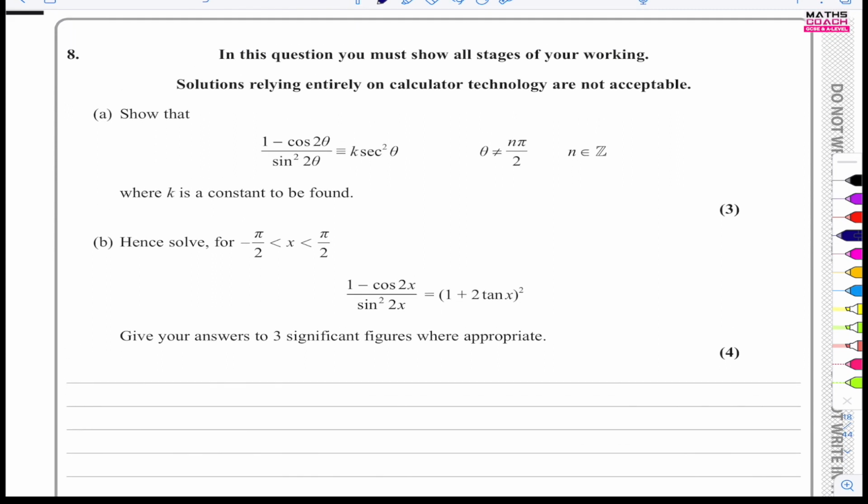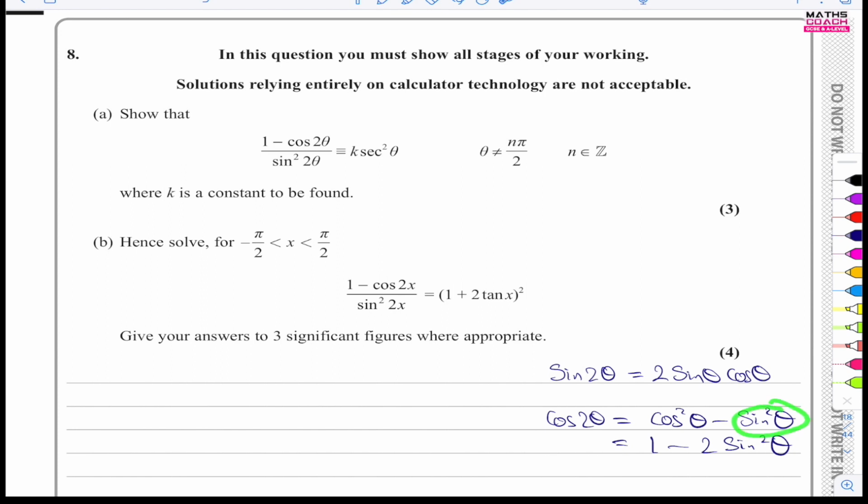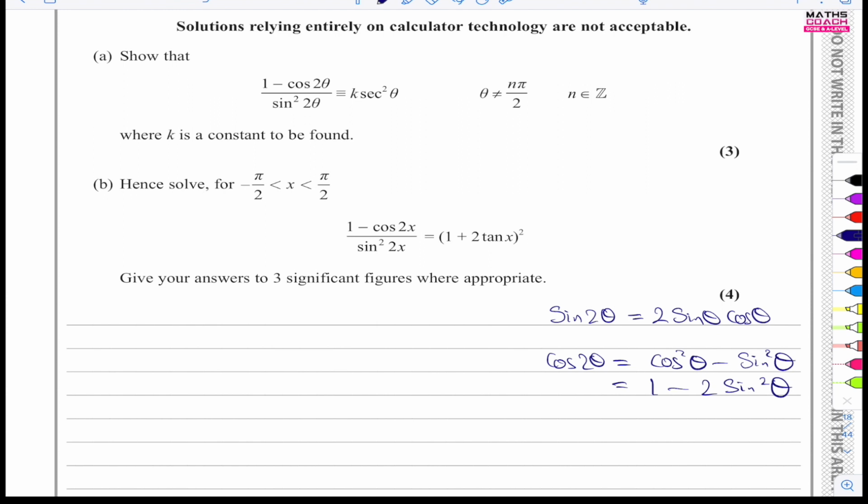So we have the double angle for sine. sin 2 theta equals 2 sin theta cos theta. cos 2 theta, the default version is cos squared theta minus sin squared theta. And if we replace the cos squared with 1 minus sin squared, we get 1 minus 2 sin squared theta. And if we replace the sin squared with 1 minus cos squared, we get the third version, which is 2 cos squared theta minus 1. They're all equal to cos 2 theta. So that's our double angle formulas.